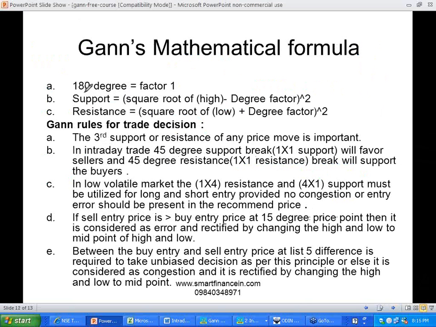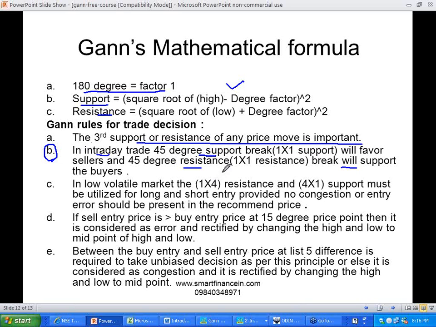He has also given specific rules for that. For the rules he has given, 180 degrees equals factor 1, that I have told you. Support calculation, resistance calculation, that also I have told you. So the third support and resistance of any price move is important, and at this price point we should make the trade entry. Then the point B, 45 degree support break will favor the sellers, meaning prices will fall drastically. 45 degree resistance will support the buyers. This is also the second conclusion for the highest support; the strongest support and strongest resistance clue it has also given.